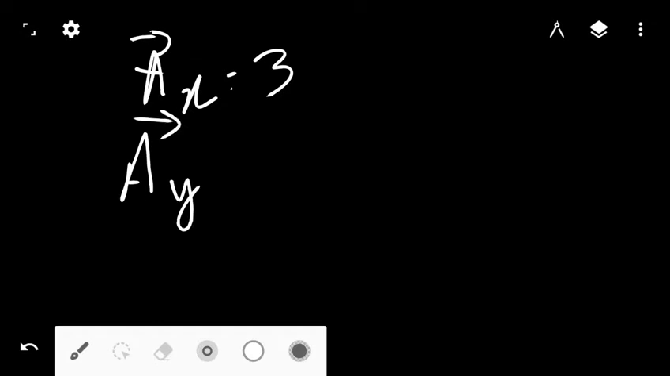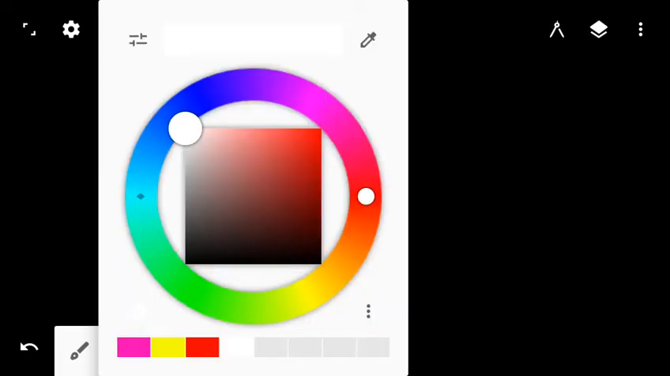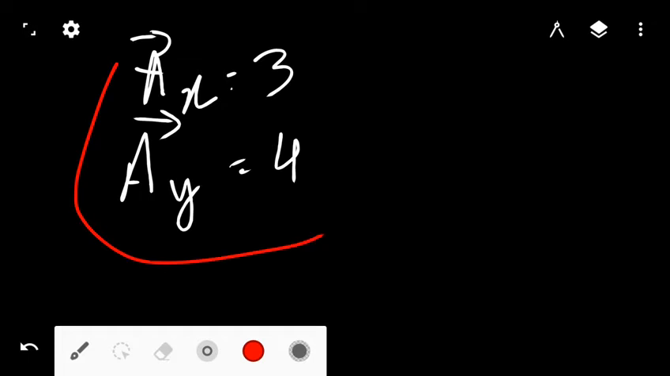So if we want to represent this, let's say it is a vector and its x component is 3 and its y component is 4. So we can represent a vector by its components, which is basically 3 and 4. Now let's say you get a question and you're given the x and y components of that vector. You can basically solve them to get the main vector whose components you have been given.